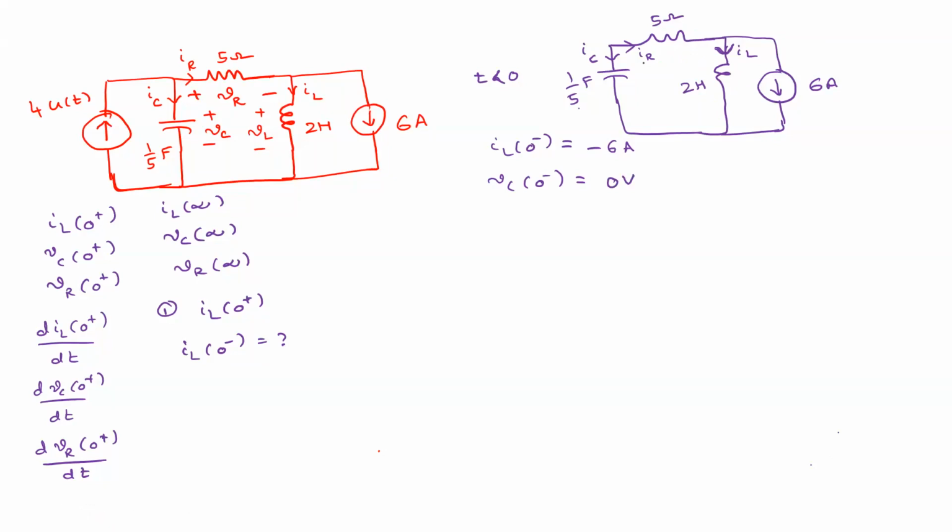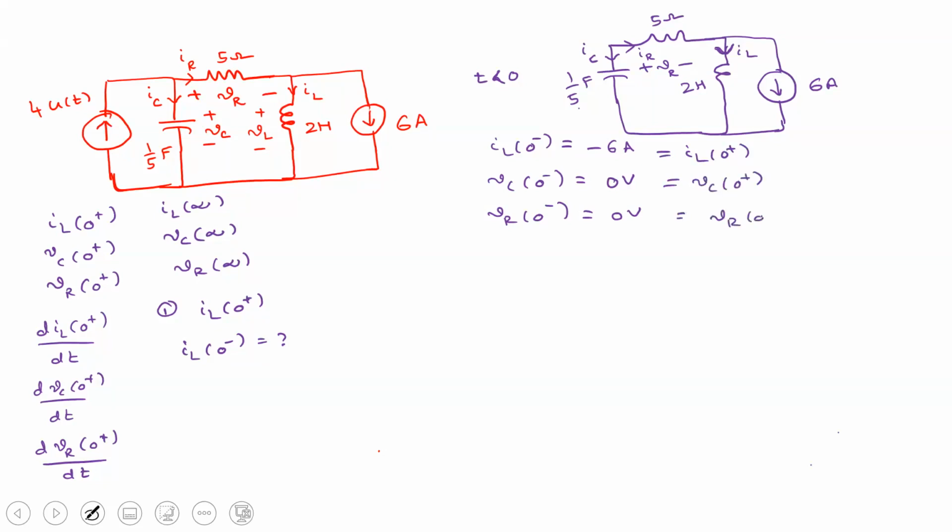Similarly, this is VR. What is VR of 0 minus? It is 0 only, because the current that flows through this resistor is 0, so the voltage across the resistor is also 0. Right. So what is the first question? This is also equal to IL of 0 plus, agree? And this is also equal to VC of 0 plus. And will it be equal to IR of 0 plus? Is the statement correct? No, sir, this statement is not correct.